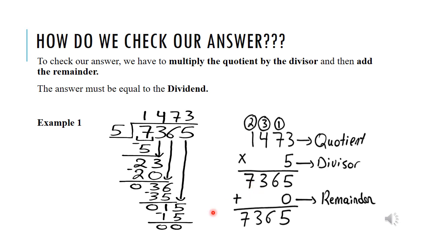Now, I add the remainder. The remainder in this example is equal to 0, so the answer will not change. It will remain the same, 7,365. If you notice, the answer obtained after multiplying the quotient by the divisor and then adding the remainder equals the dividend. So, we solved correctly.